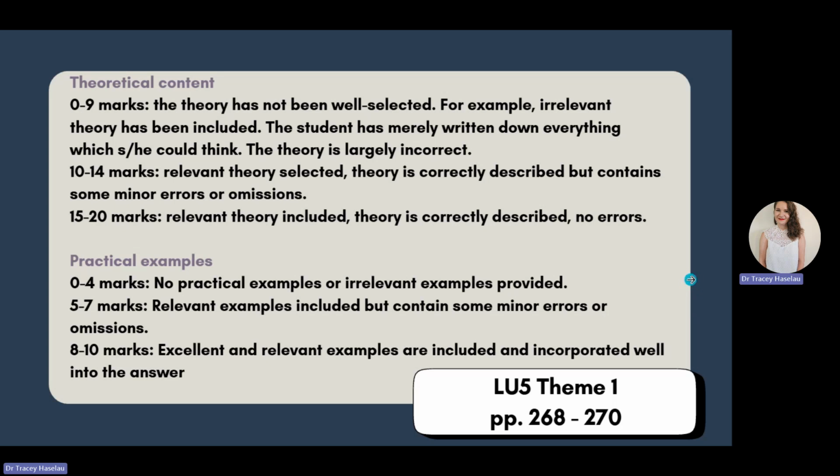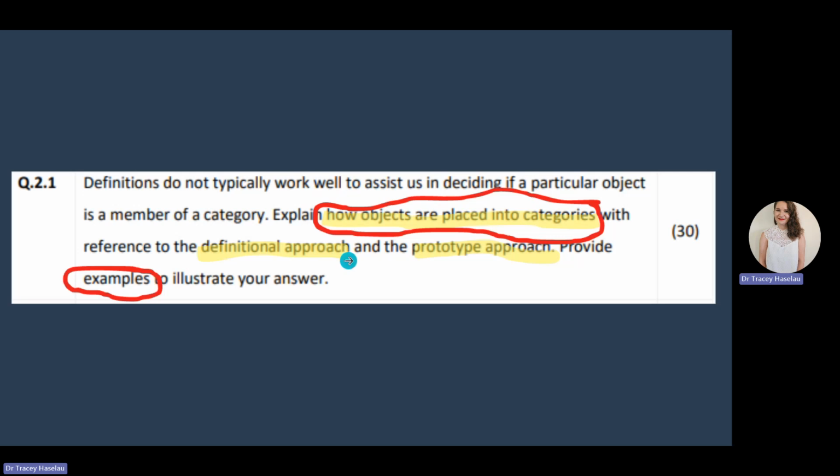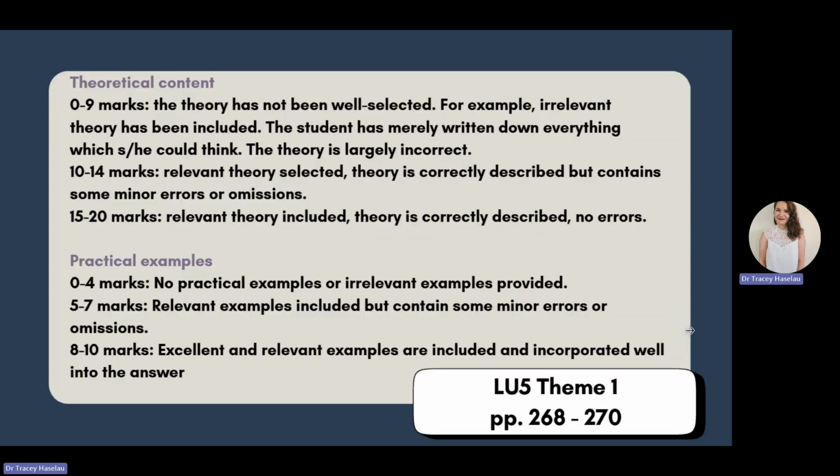Again, theoretical content. So this was a 30-mark question that asked about 2 theoretical approaches. Okay, so there we are seeing that we have 10 marks per theory because it's 20 in total. Okay, let's go back. You had a definitional approach. There's one theoretical component. The prototype approach, another theoretical component. Okay. So you can assume that it's 10 marks for each.